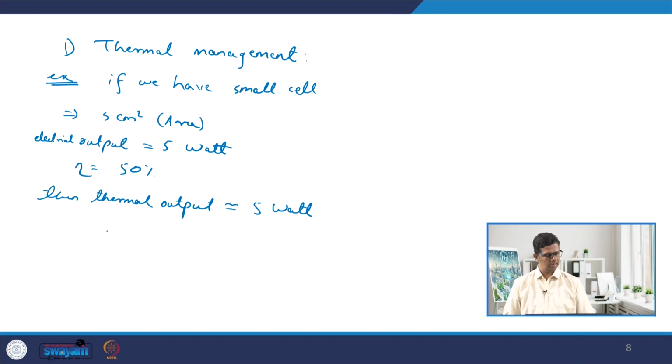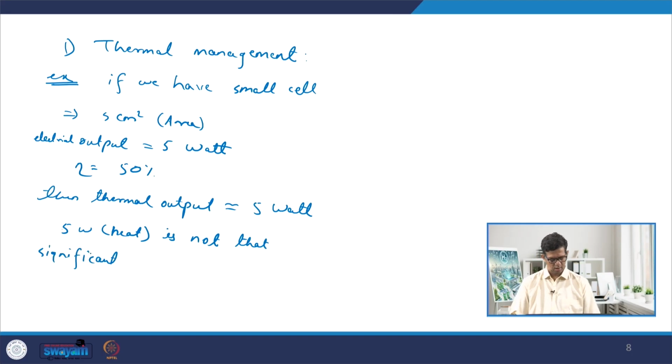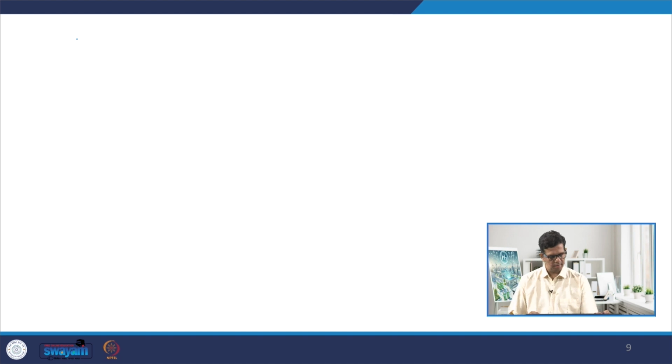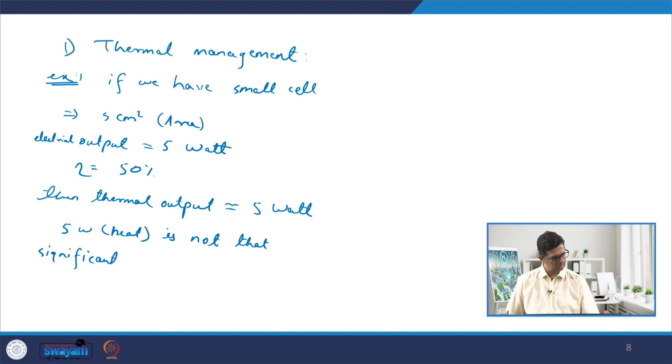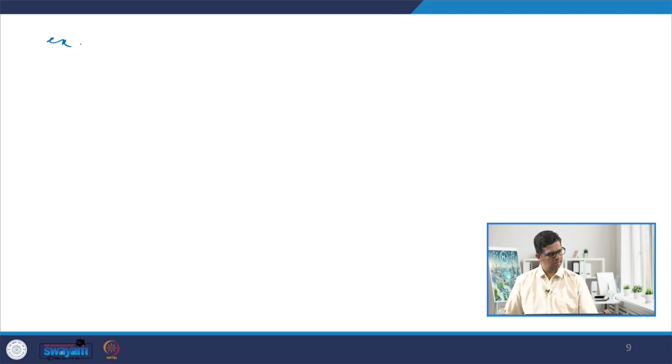Now this 5 watt is not a considerable amount of heat, as the size of the cell is small. So this 5 watt heat that is released is not that significant, and that is why we can neglect this heat that is released from the system. However, let's say we have now a second example. This is the first example, example 1, and this is example 2.